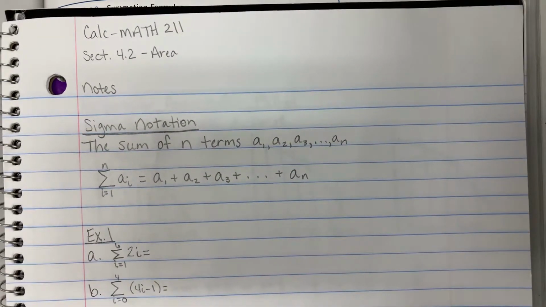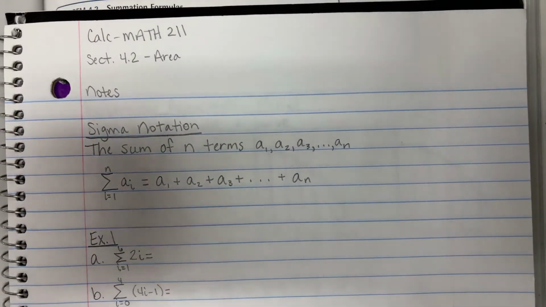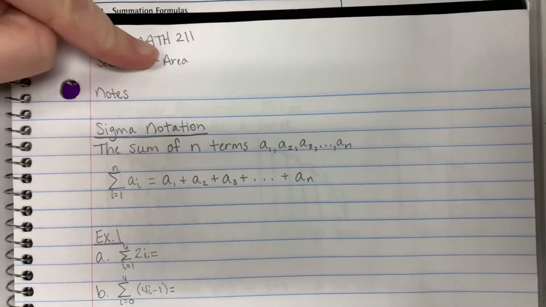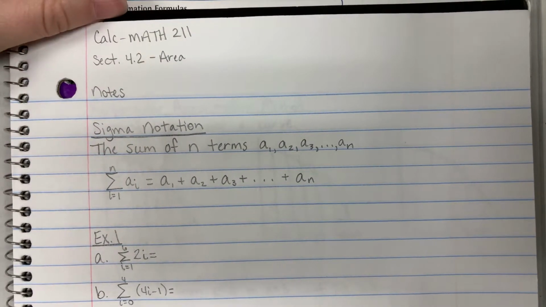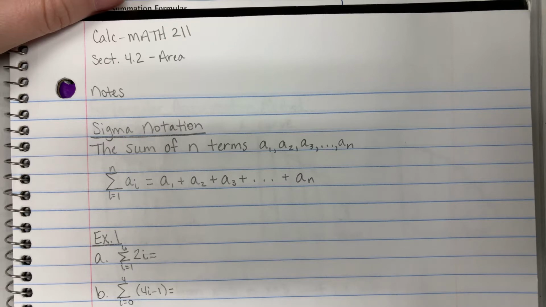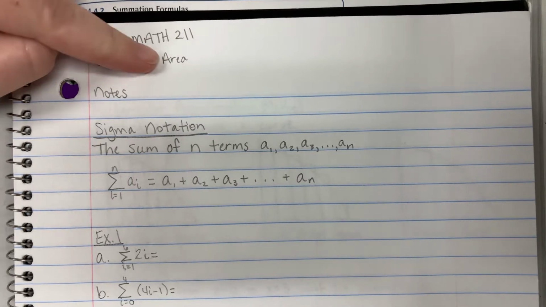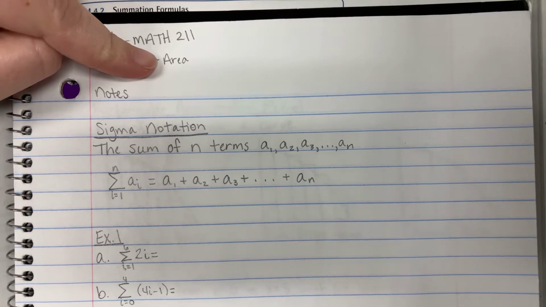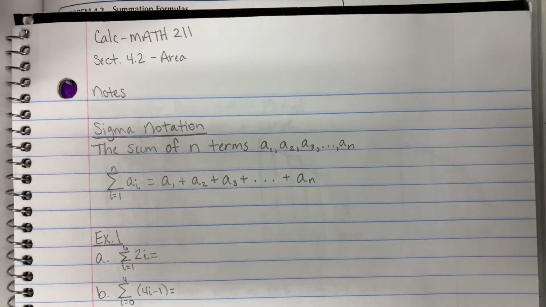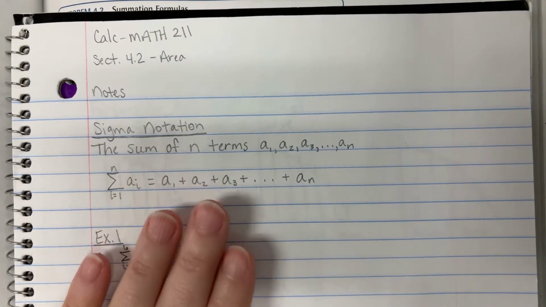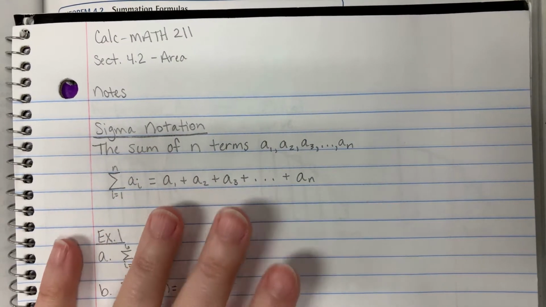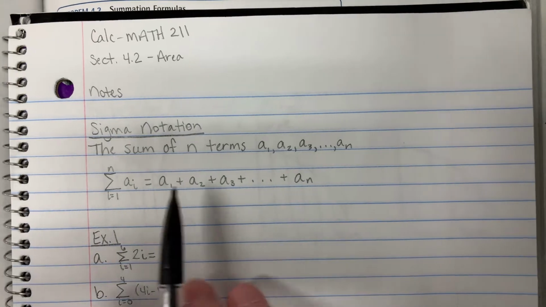Okay guys, so section 4.2 is talking about area, and that's really what an integral is. When we talk about derivatives, we're talking about slope, and when we talk about integrals, we're really talking about the area under a curve. But in order to find an area under a curve, we have to understand what these summations mean and how to do them.